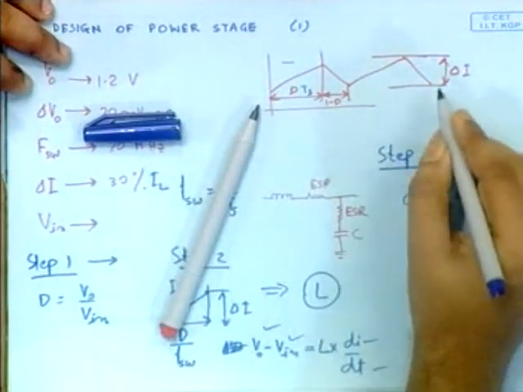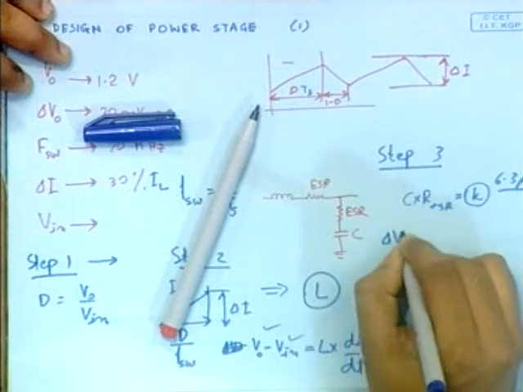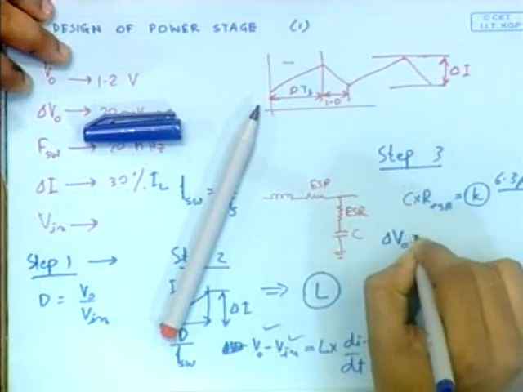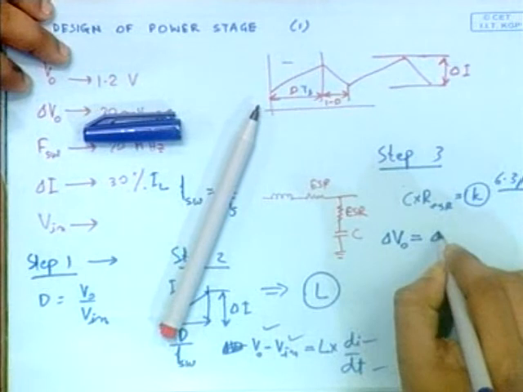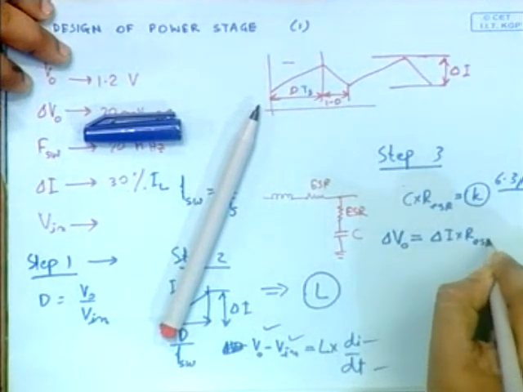Now once you have delta I, what you will do for delta V, delta VO, this is the expression that you will consider: delta I into R ESR.